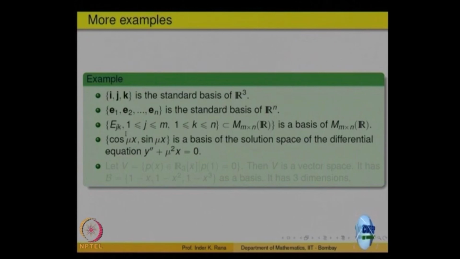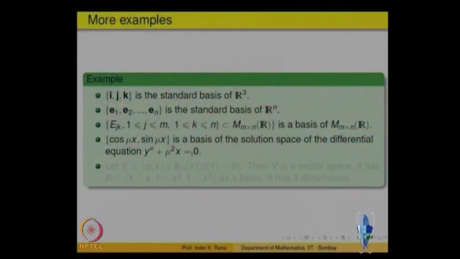So, how many such matrices are there? m cross n. They are linearly independent and generate everything. So, basically saying it is nothing but R to the power mn, the standard basis of that, written as matrices, nothing more than that.